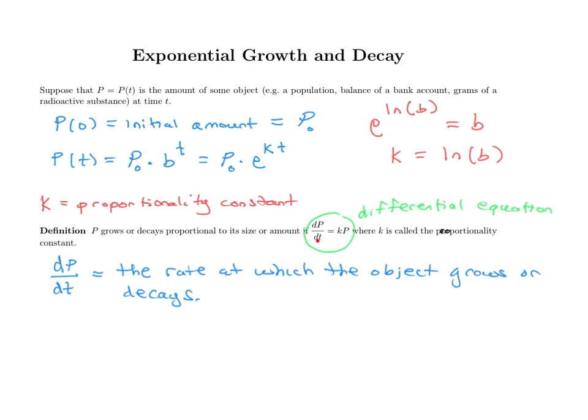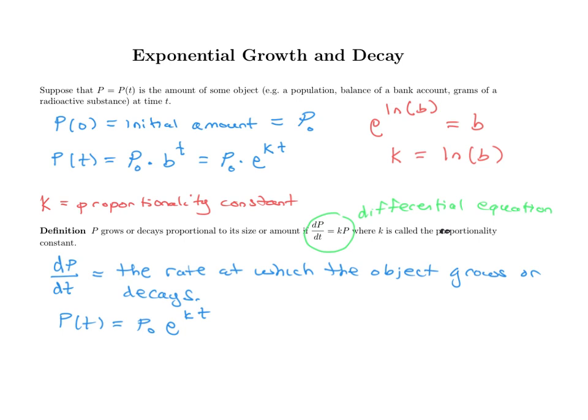What I'm going to do is take this equation and show that it satisfies this differential equation. So here's what I mean by that. If P of t is equal to P naught times e to the kt, and I plug this into this equation, it should make the left side equal the right side.